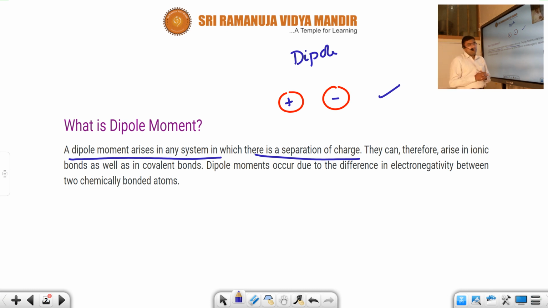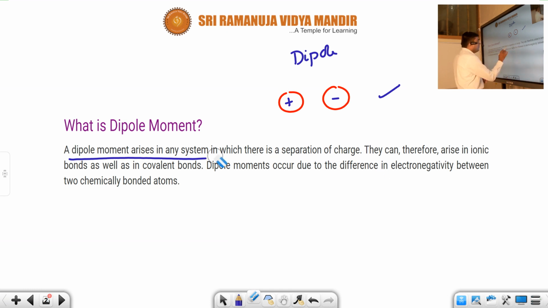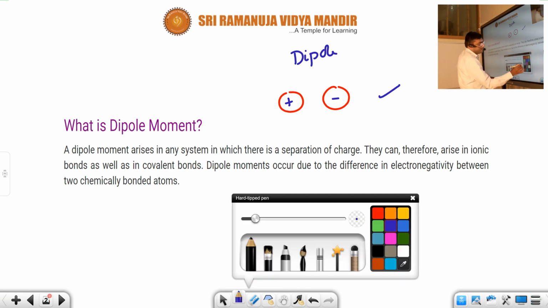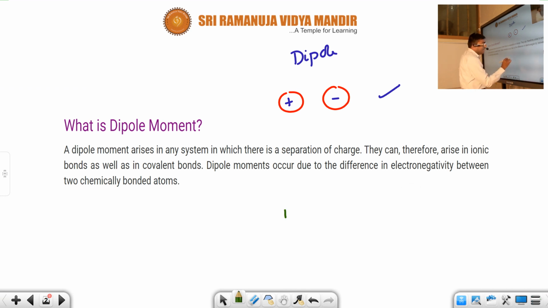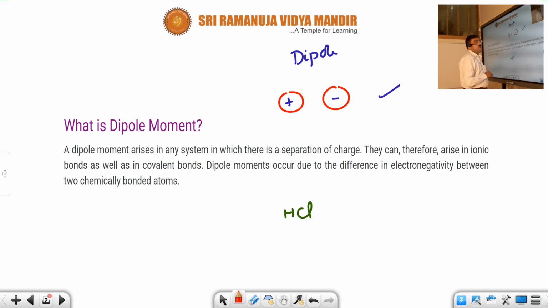So fundamentally, students, have a look here. Let us take a system like HCl. A simple system you can take. Agreed? Students, you know very well why the concept of dipole comes here, because of the difference in electronegativity. The electronegativity of hydrogen is 2.1 and chlorine is 3.0. Agreed or not?